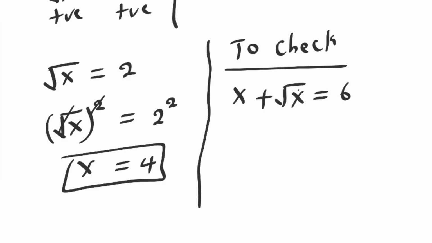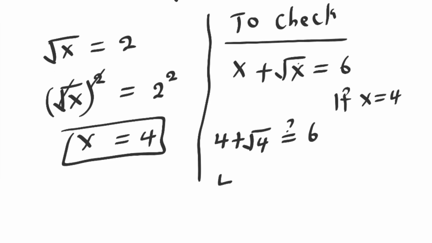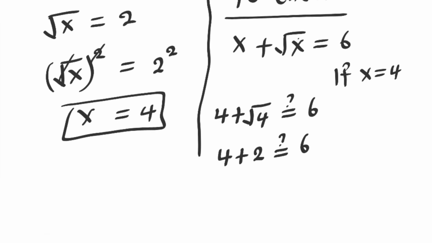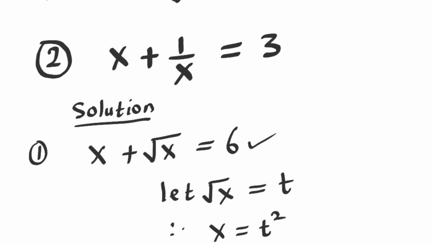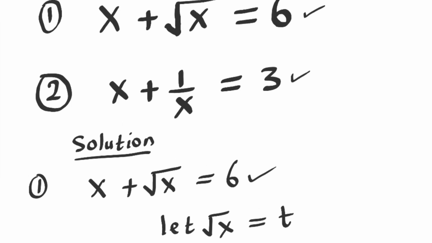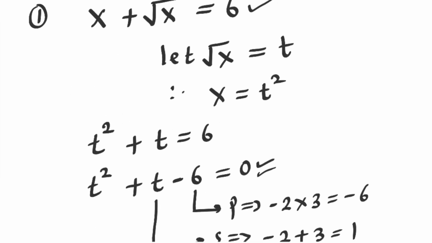Now here, if s is equal to 4, this is 4 plus square root of 4 must be equal to 6. Yeah, we have 4 plus square root of 4 is 2, must be equal to 6. 4 plus 2, this is 6, is equal to 6, which is true. Now let us solve the second problem, which is s plus 1 over s is equal to 3.